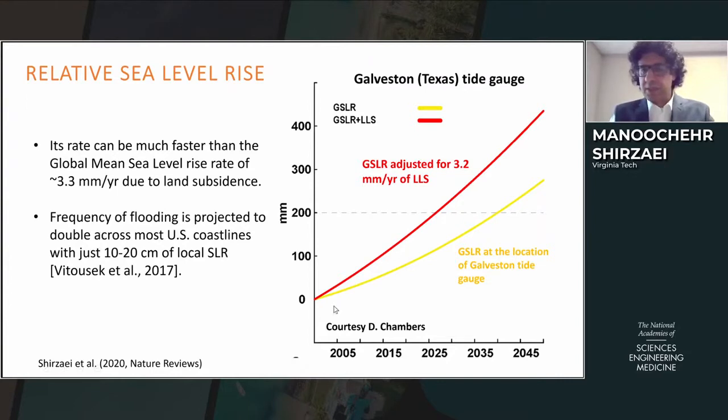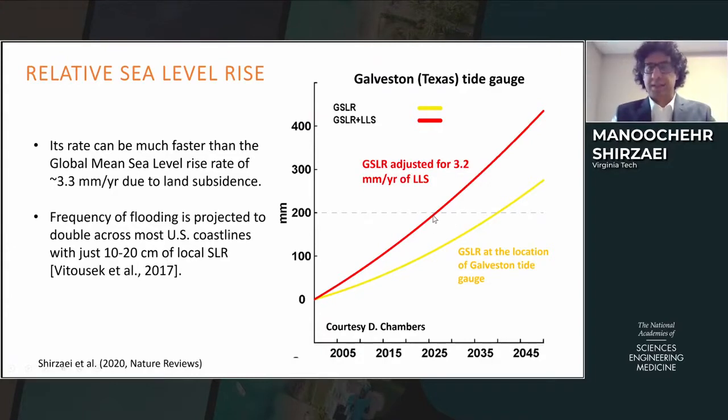So here what you see is a very first order projection of the sea level rise at the Galveston tide gauge, which is in South Texas, the yellow line. You see that the 20 centimeter threshold will be reached about 2014. However, if you add the present day subsidence rate to this value, which is about 2 millimeter per year at the location of the tide gauge, that threshold will be reached almost 15 years earlier.